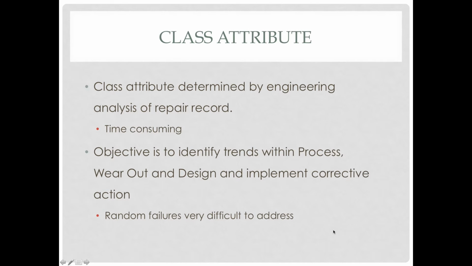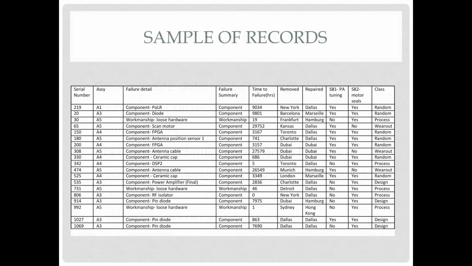The class attribute is determined by engineering analysis. It can be a time-consuming process. Specifically, our objective is to identify trends within the process, wear out, and design categories, because those are the best opportunities for implementing a corrective action on the fleet. Random failures are much more difficult to address.